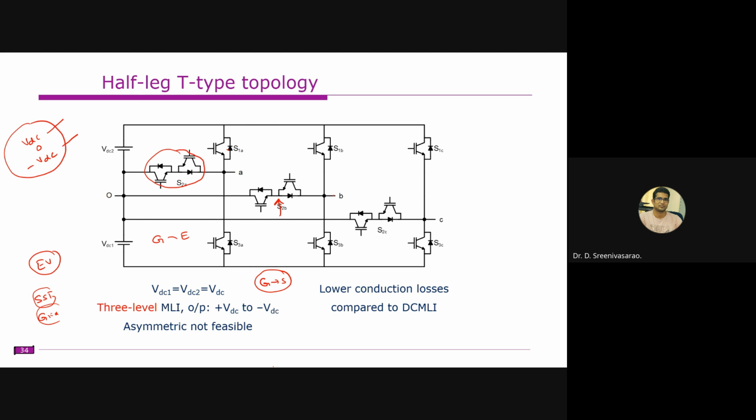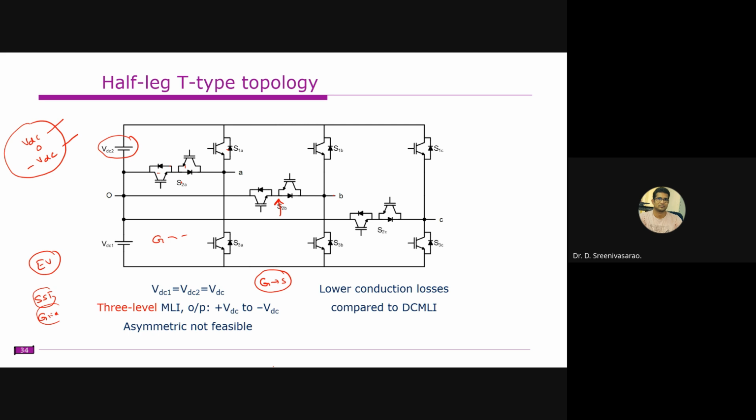Another thing is the voltage blocking. Theoretically, this device is supposed to block only VDC by 2 voltage. This device is supposed to block VDC by 2 voltage.